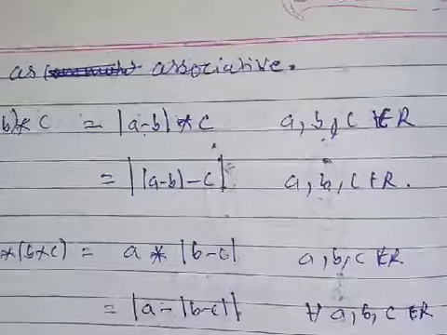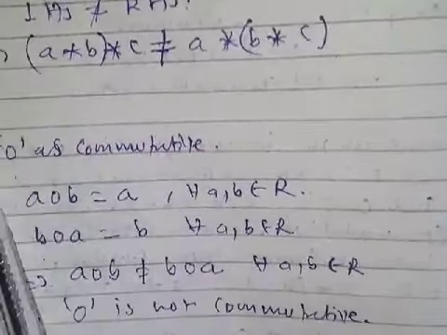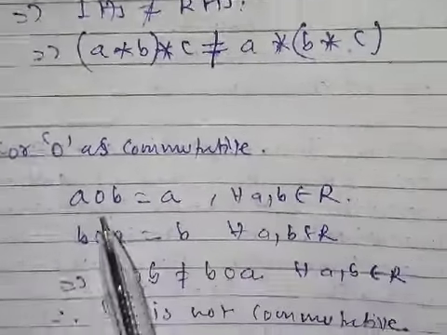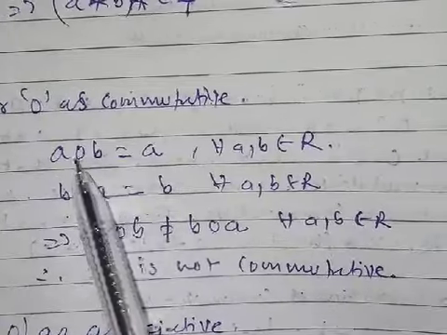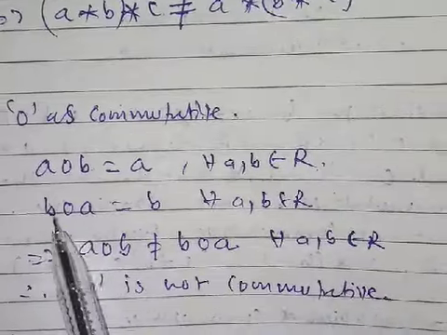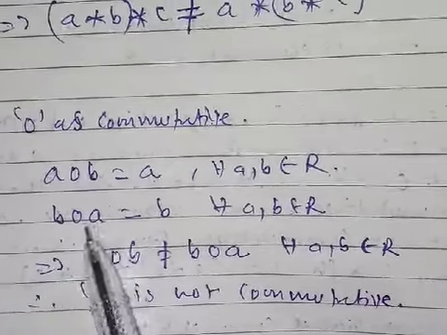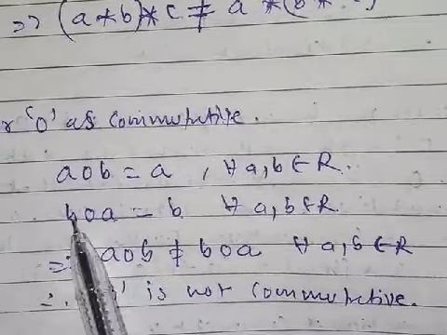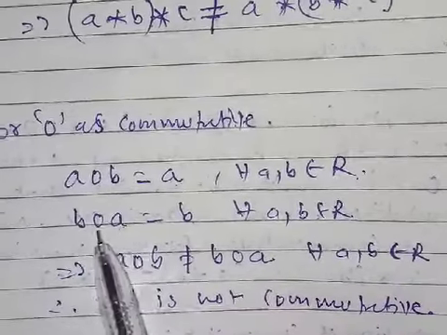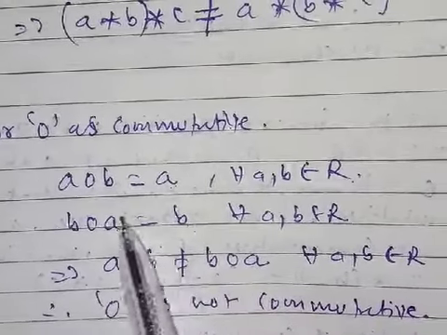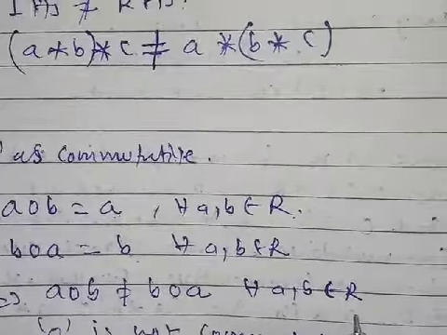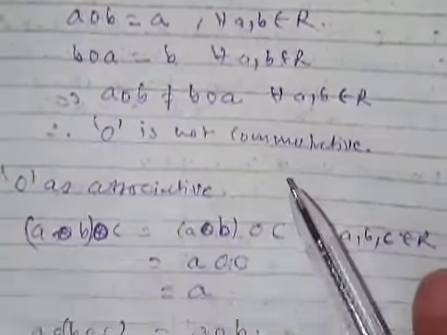Let us check for commutativity of O now. The operation was given as A O B means A, the first term, for every A, B belongs to R. So B O A will be equal to B, because B is first. But we can see that A O B gives A and B O A gives B. So these two are not equal. So A O B is not equal to B O A for all A, B belongs to R. So O is not commutative.